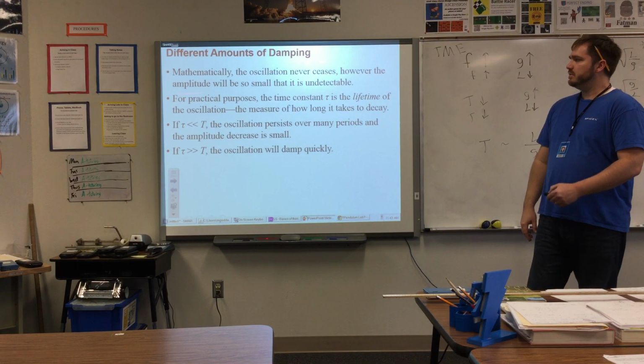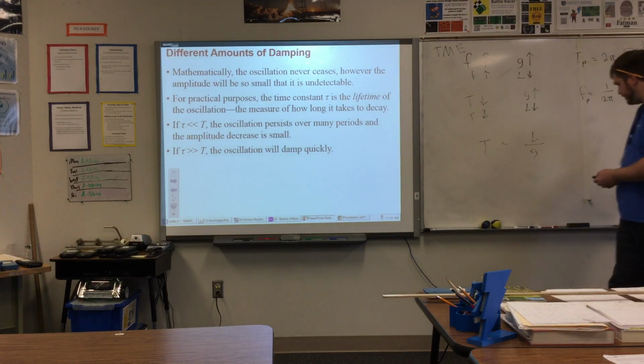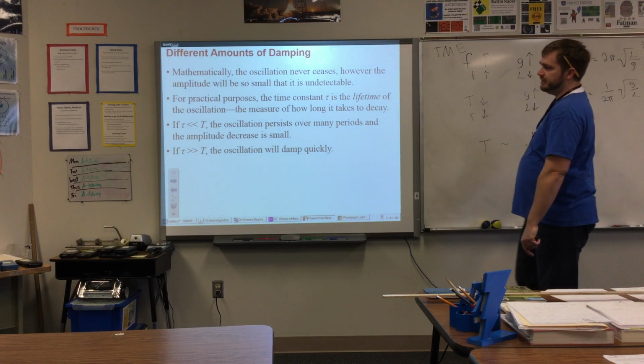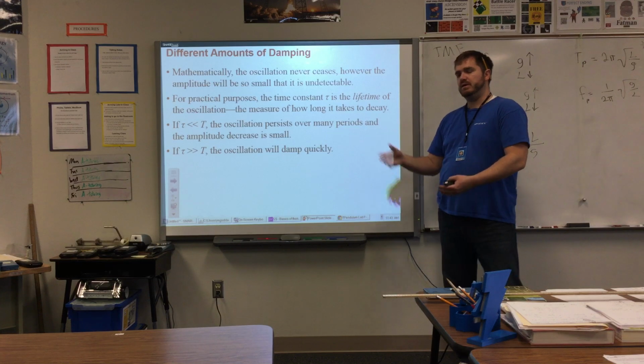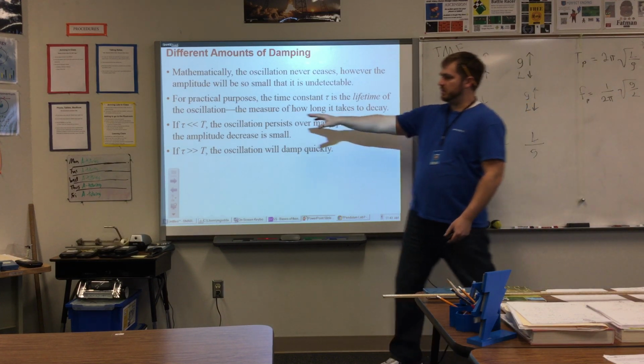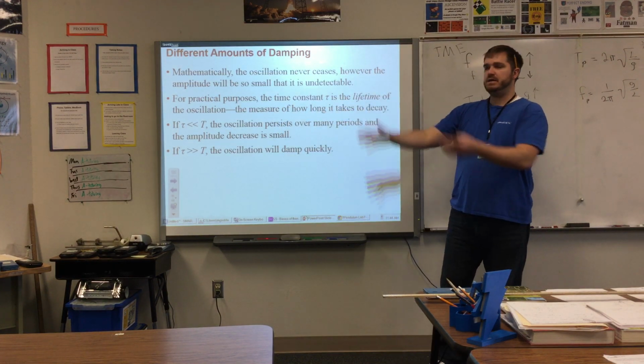All right. So mathematically, this is kind of interesting. The oscillation never ceases. In fact, if we look over here, even this guy is still kind of going for a little bit. All right. However, the amplitude will be so small that it's undetectable. In practical terms, tau is the lifetime of the oscillation. It tells you how long it takes to decay. So if you have a very small tau, compared to your time period, then it may go for a really long time.